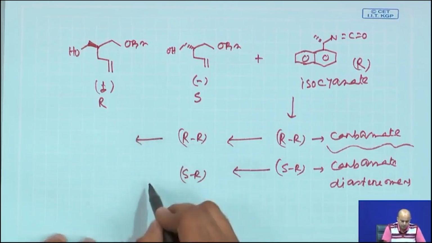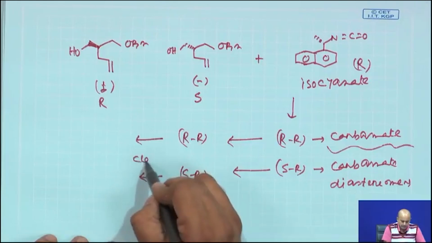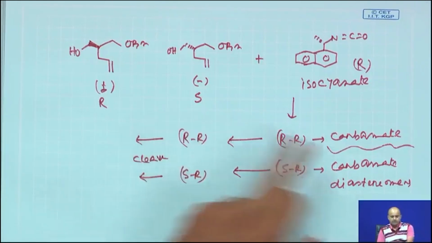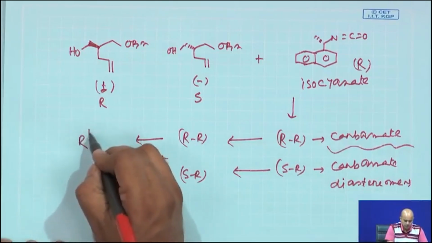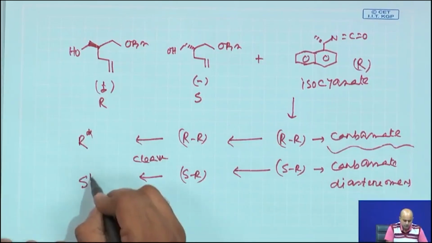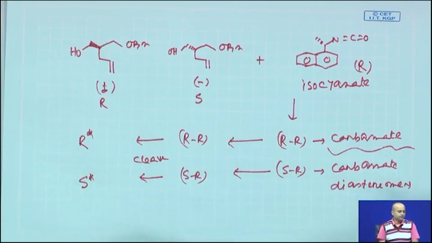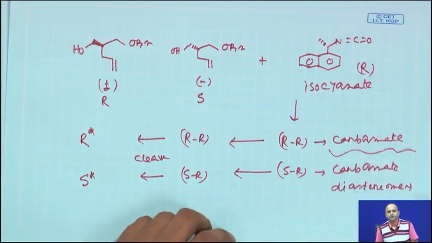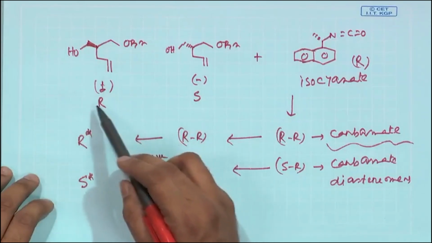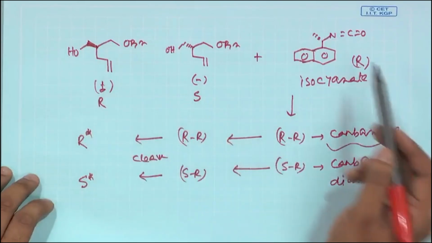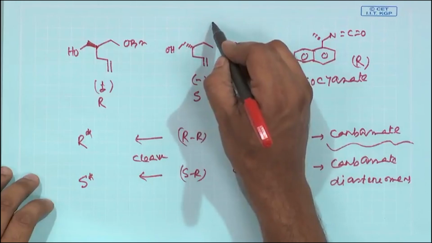Now, what you need to do? You clip the chiral derivatizing agent. So now you get pure enantiomer of R and pure enantiomer of S. This is the very standard protocol of a physical kinetic resolution. It is not a kinetic resolution in the true sense; it is basically taking the two enantiomers and reacting them in a similar fashion through a chiral derivatizing agent.